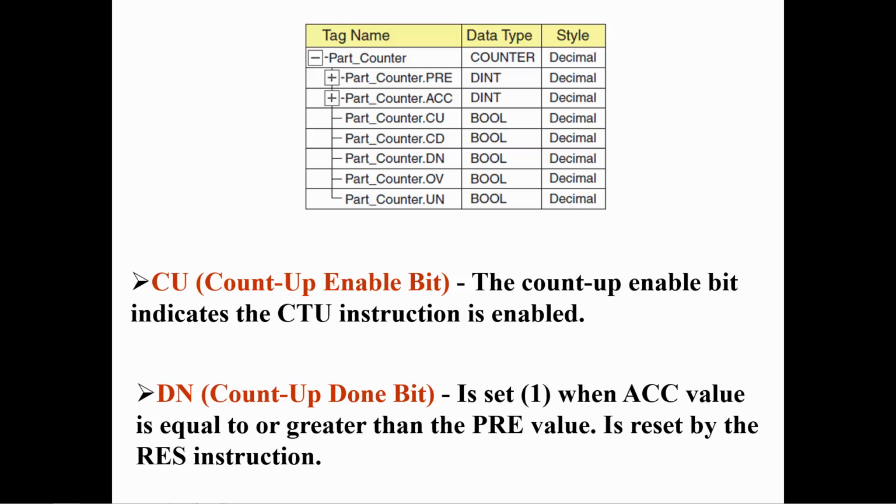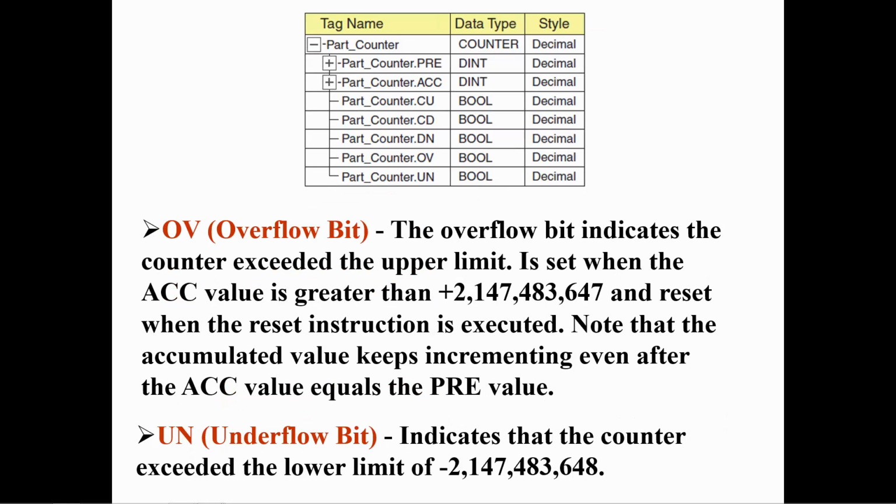The done bit, or DN, is true when the accumulated value is equal to or greater than the preset value. The overflow bit, or OV, is set if the accumulated value is incremented past the maximum positive value for a 32-bit signed integer. The underflow bit, or UN, is set if the accumulated value is decremented past the maximum negative value of a 32-bit signed integer.